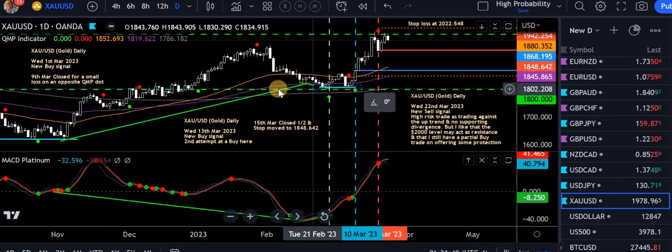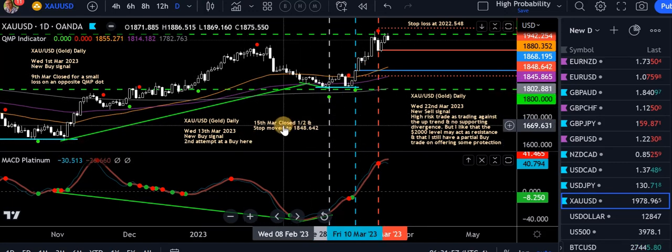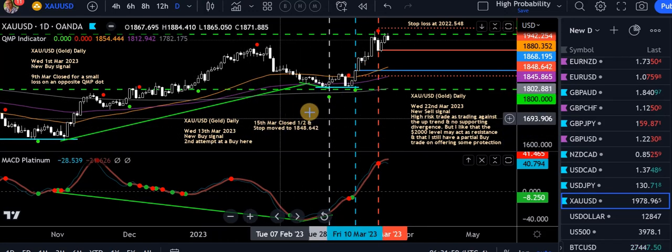So we've got this buy on. Where's this buy? 13th of March. So we took another buy here on the open there, 13th of March. Second attempt at a buy, and that's gone swimmingly well. 15th of March, closed half.